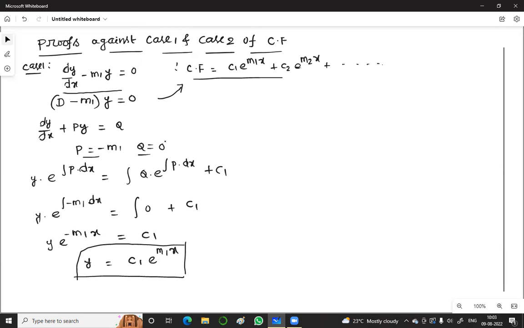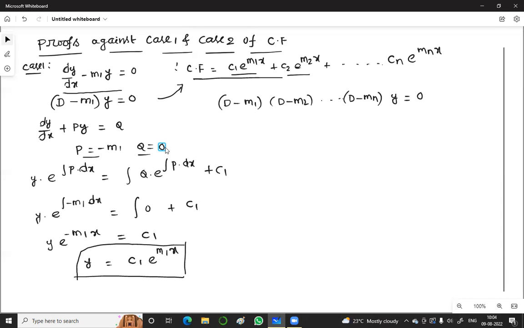If there are two roots, like let us say d minus m1 into d minus m2 and so on, d minus mn operating on y is equal to 0, all are factors. I told you this is linear and each one is a factor. So you can write the output as the complementary function equal to c1 into e to the power m1x plus c2 into e to the power m2x and so on, cn into e to the power mnx. This is the proof for case 1.